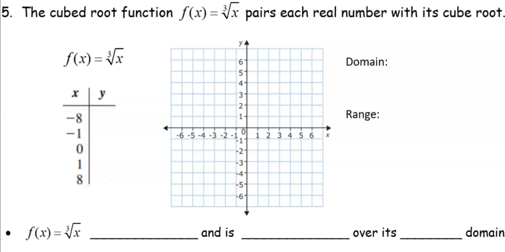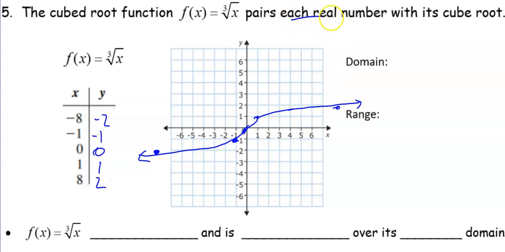The cube root function, f of x equals the cube root of x, pairs every real number with its cube root. That's easy enough. So if we take the cube root of -8, that's going to be -2. Cube root of -1 is -1. Cube root of 0 is 0, 1 is 1, and 8 is 2. So if we go out -8 to -2, -1 to -1, 0, 0, 1, 1, 8, 2, you'll notice we get something that kind of looks like my cube function, but it's laying on its side.